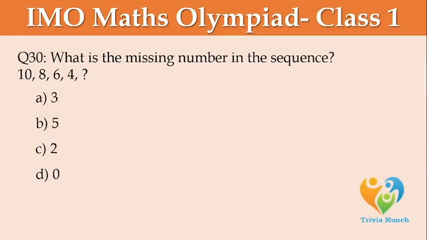What is the missing number in the sequence? 10, 8, 6, 4, dash. Option A, 3. Option B, 5. Option C, 2. Option D, 0.